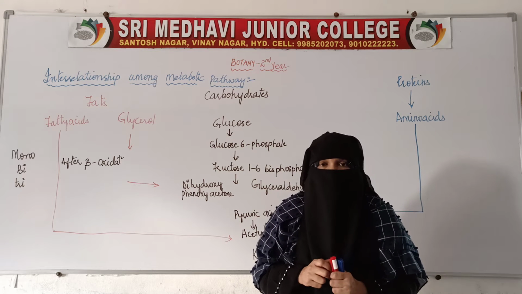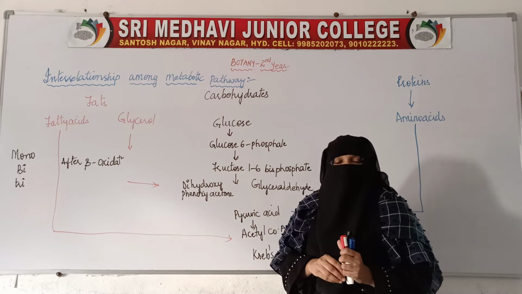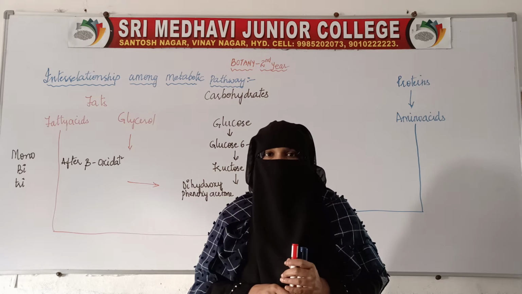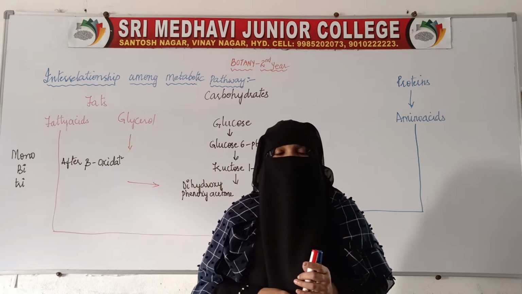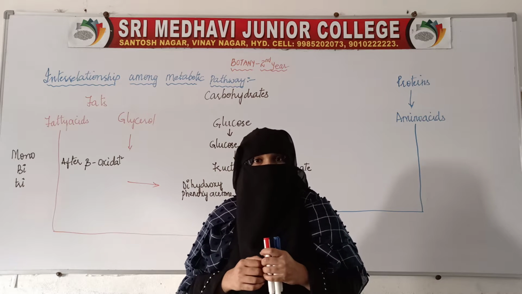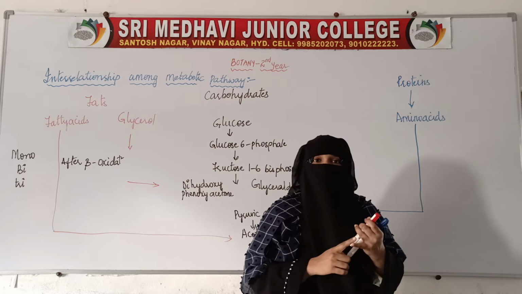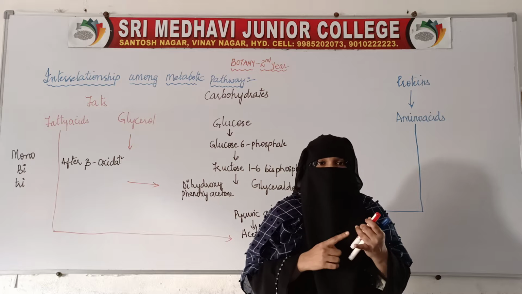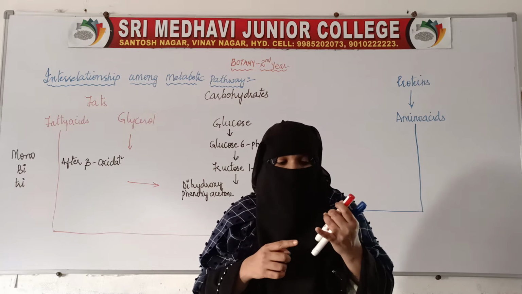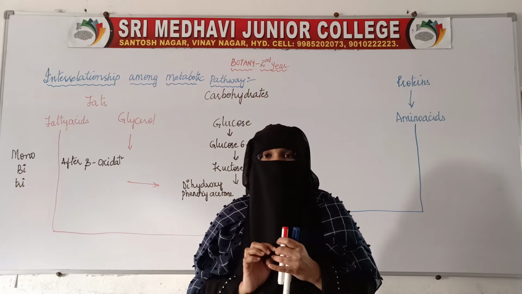We have seen glycolysis. In glycolysis, what we have seen is the breakdown of glucose into pyruvic acid. Glucose is broken down through a series of 10 reactions into pyruvic acid. So glucose is broken down into 2 molecules of pyruvic acid.